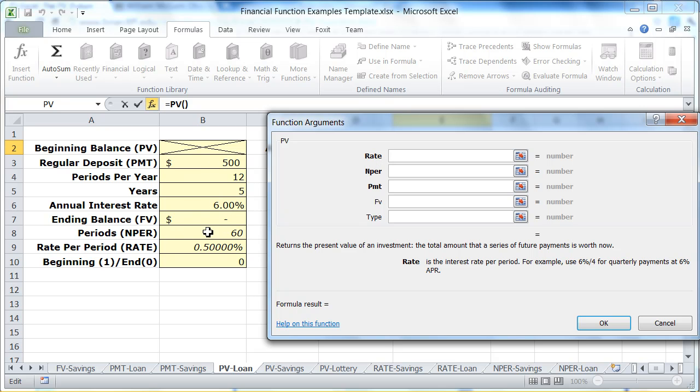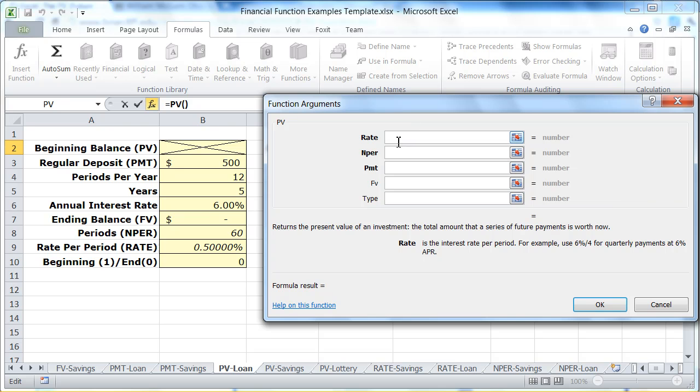Once you've identified all of the numbers, filling in the function arguments is pretty straightforward. So our rate is going to be the rate per period, remember. The number of periods we've computed. The payment is always a negative, so put a minus sign in front of it. And that's B3. Future value is when we have the loan paid off. And the type is going to be this down here.